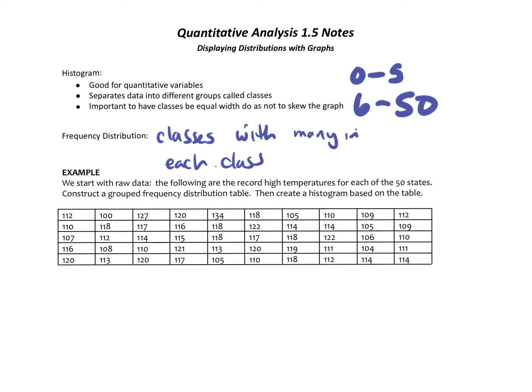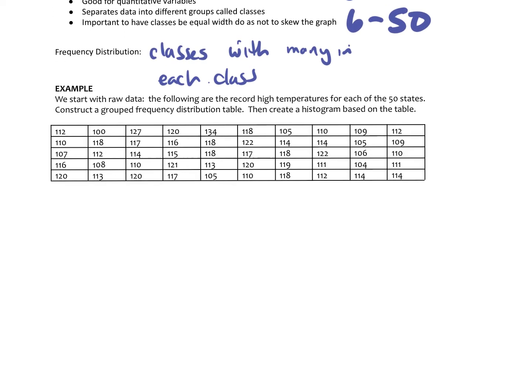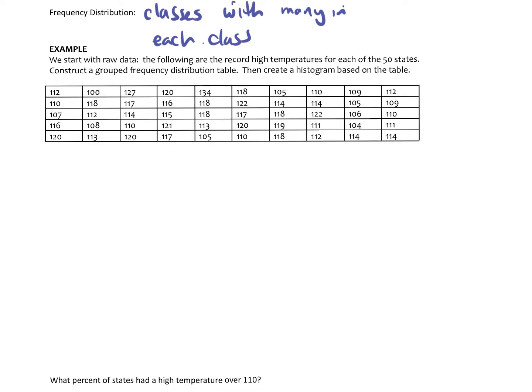So let me show you how this works. I have some data here. These are the record high temperatures in each state. If I look at this, the first thing I'm going to do is look for the smallest number. It is 100. And then I'm looking for the biggest number, and it is 134.